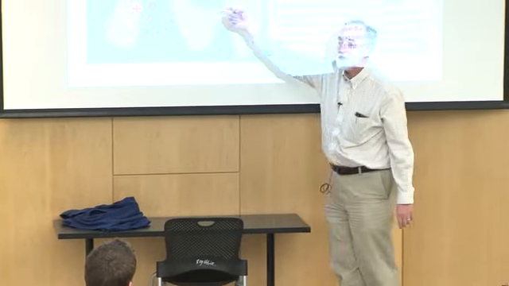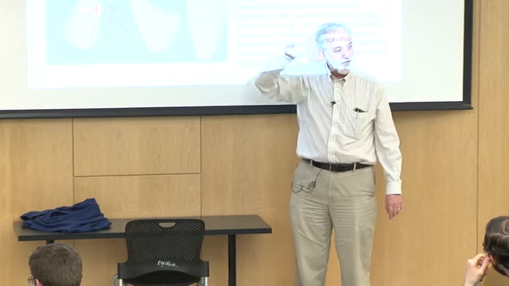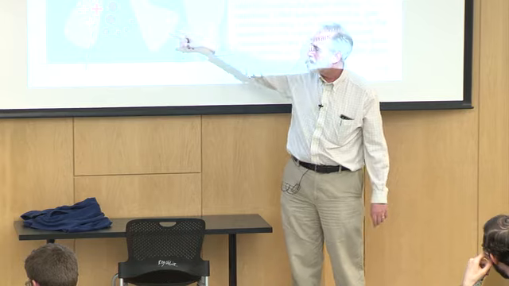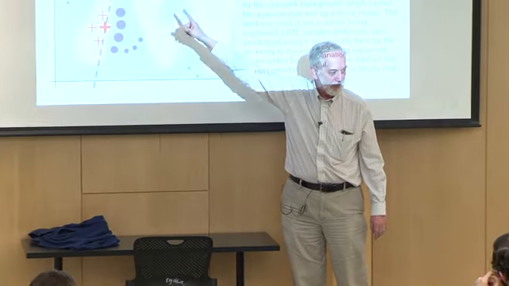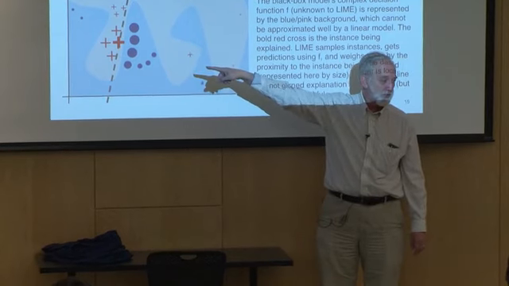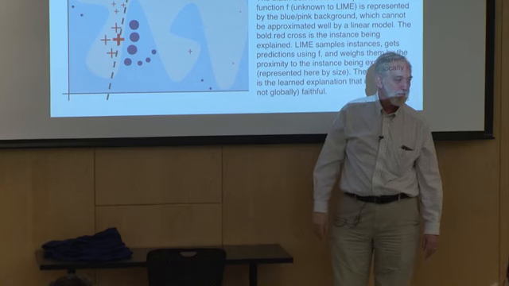So they sample all over the place, but remember that the proximity function says that this one is less relevant to predicting that decision boundary because it's far away from the point that I'm interested in. So that's the magic. But here they're trying to explain the big red cross, right?